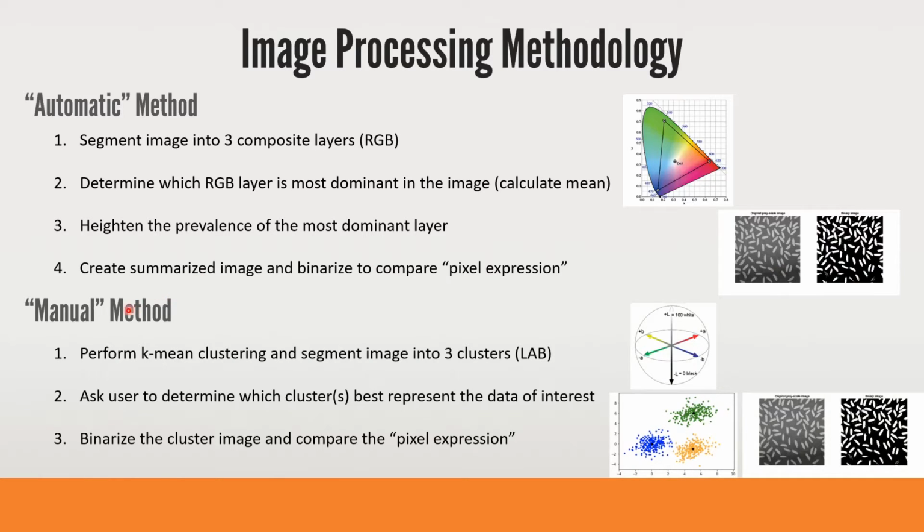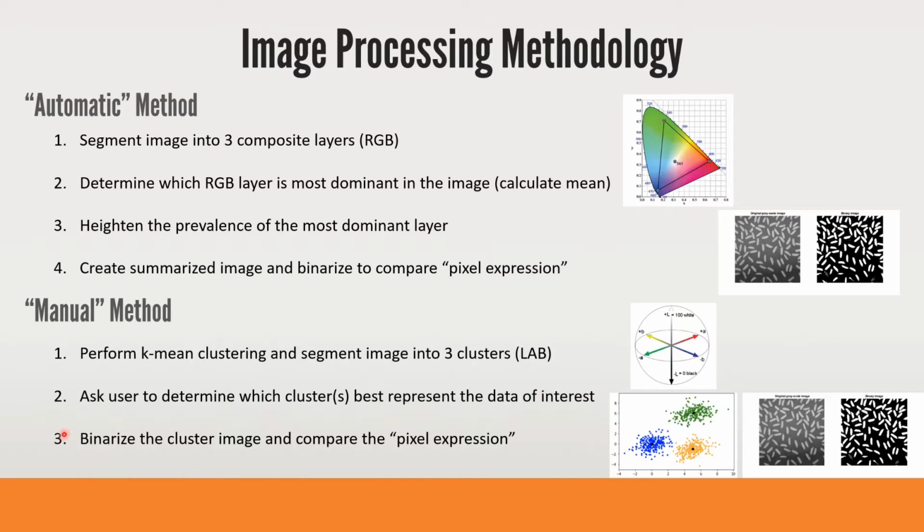And then lastly, we're going to have this manual method, and it's named that because the user is actually going to have to work with the program here. It's going to perform k-means clustering. We used LAB as our color space. It's going to segment the image into three clusters, right? Then it's going to ask the user which cluster of information best represents the data that they're interested in. And this will make a lot more sense when we actually run through the code together.